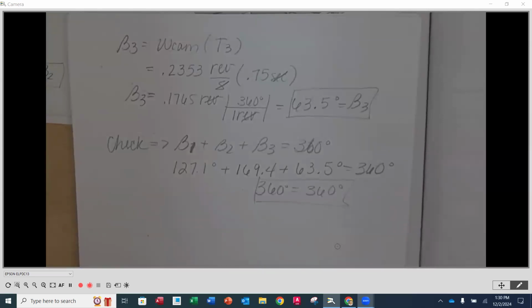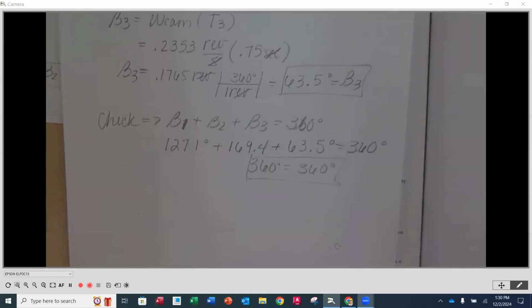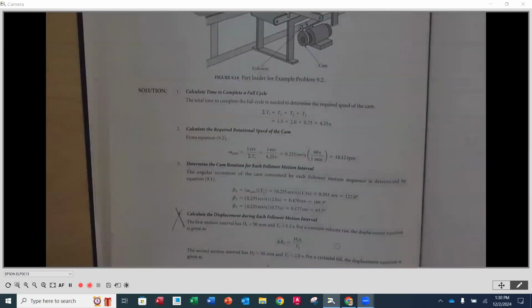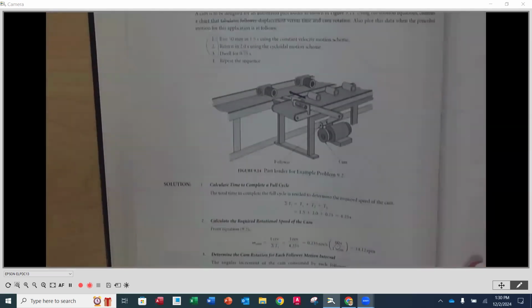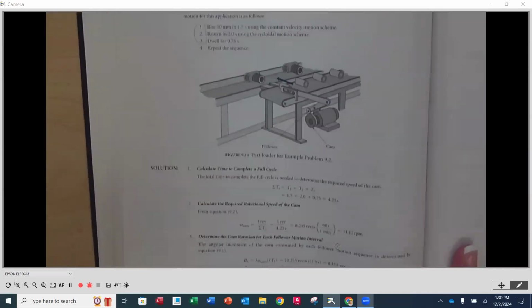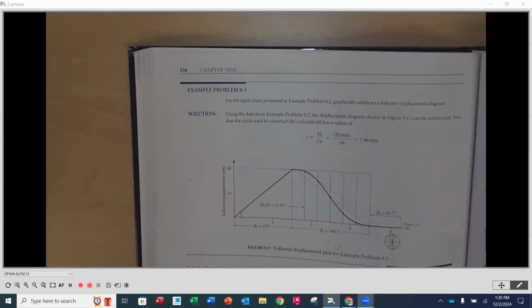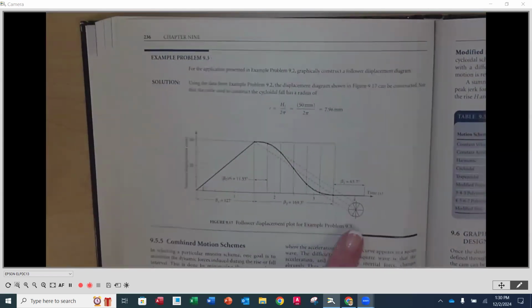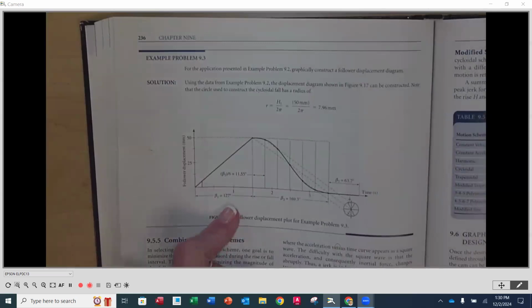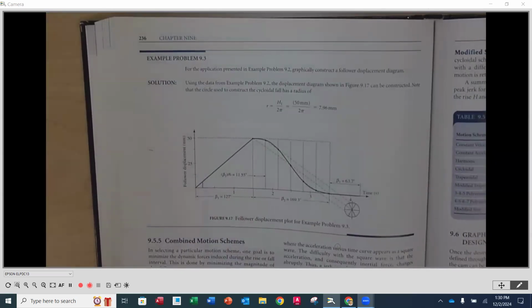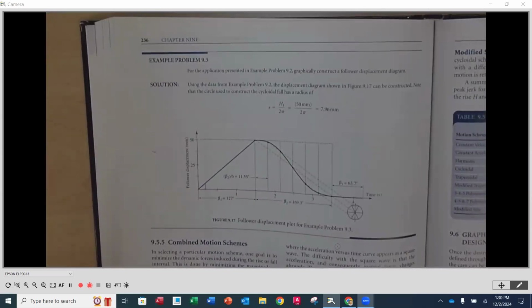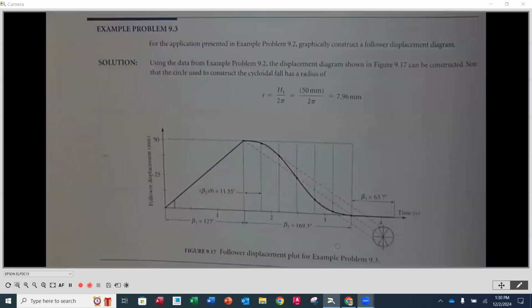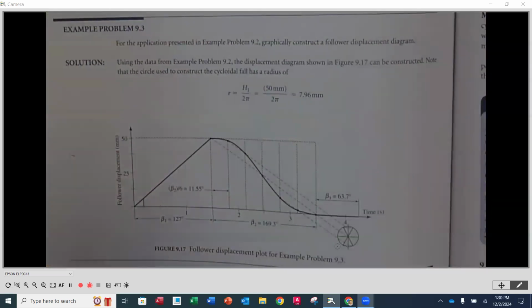Okay, so now we know what our time frames are for each one of our steps along the motion. So if we look here, that's really the end of example problem 9.2. Now I believe 9.3, yep, 9.3 is actually creating the displacement diagram. And let's see how they do this. Again, I'm not going to demonstrate this in CAD, all right, but I want to make sure that you know how you're going to do it.